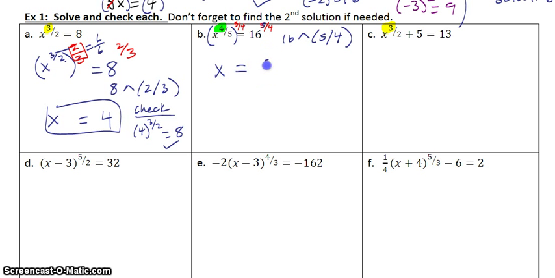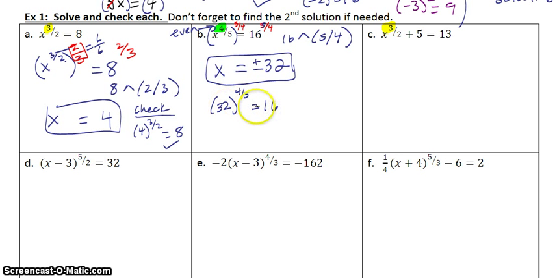So I end up with 32, and here's what you need to know. Because it's an even number on top of that fraction, I have to put that plus or minus in for my answer. And see, the thing is, if I did 32 to the 4/5 power, it should equal 16. You can try it in your calculator if you want to quick. Hit pause, and then if I tried in my calculator negative 32 to the 4/5 power, I also end up getting 16, so that's why I know that it works.